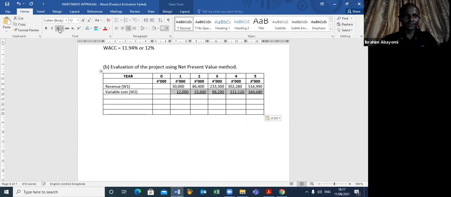Remove the underline. Then let me make this formatted properly. So that's our variable cost. Now, because these are costs, I need to put them in what? In brackets. I need to put all this in brackets.